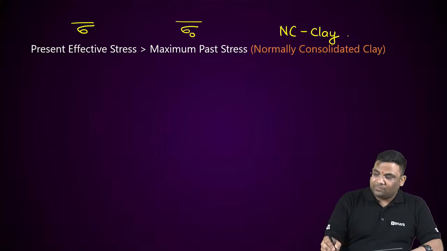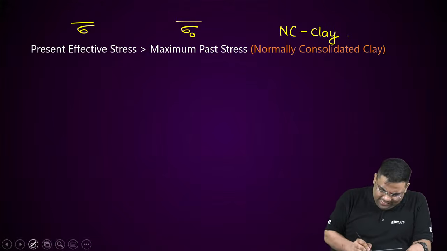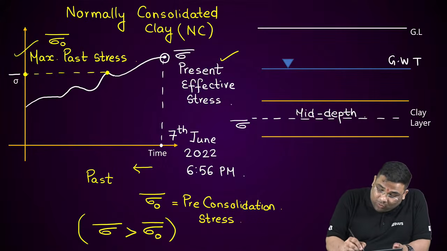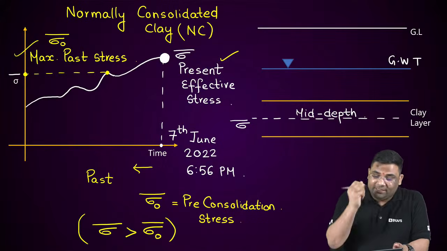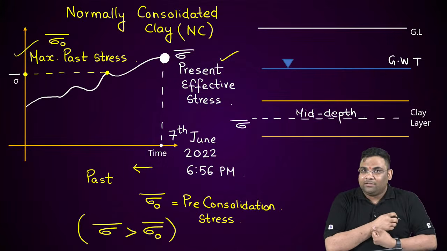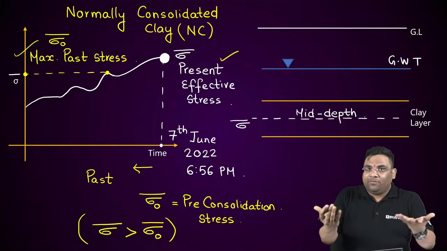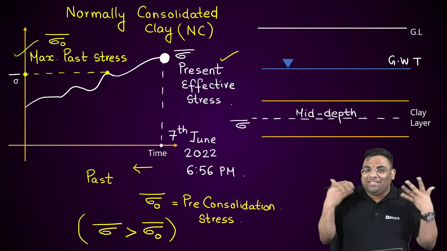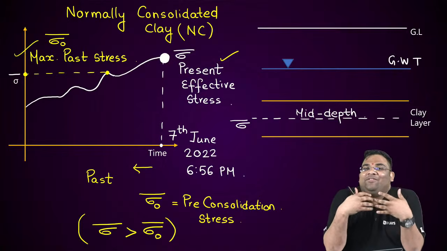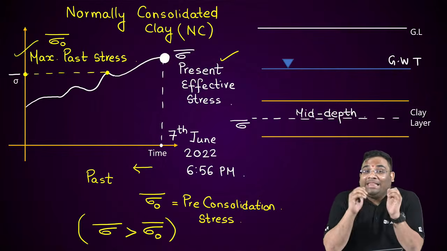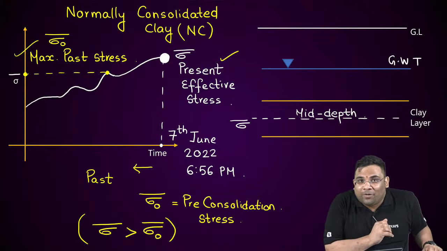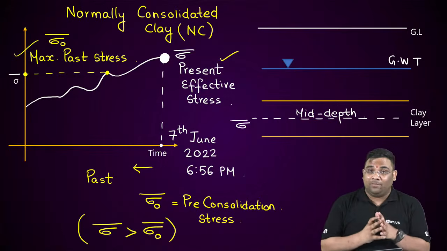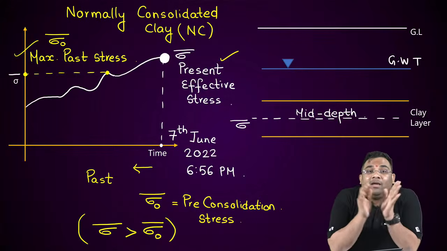Now, if I see the diagram, can I say the soil is experiencing this stress for the first time in its history? Has it experienced this stress before? No, because this is the highest stress. Currently, it is experiencing the highest stress, so I can say it has never experienced that stress before. And therefore, it will be more compressible. It's very simple. It will be more compressible.